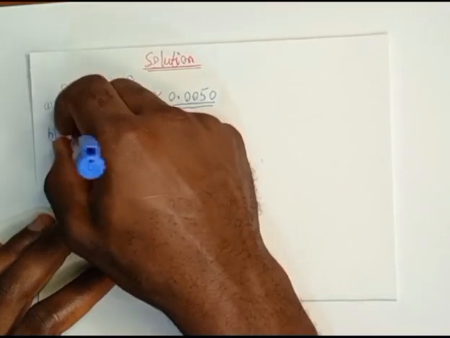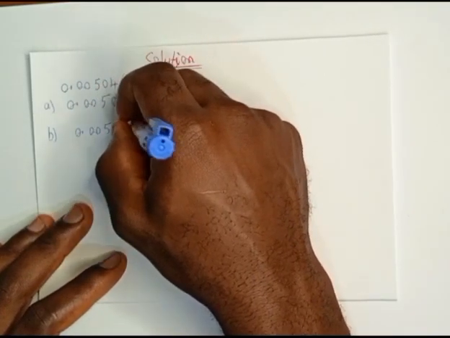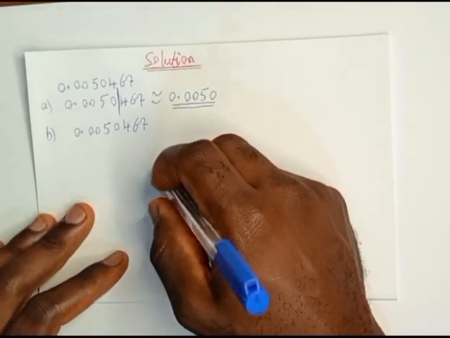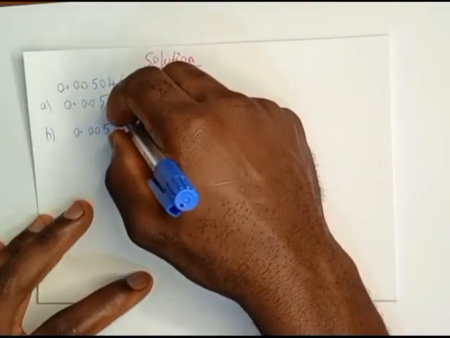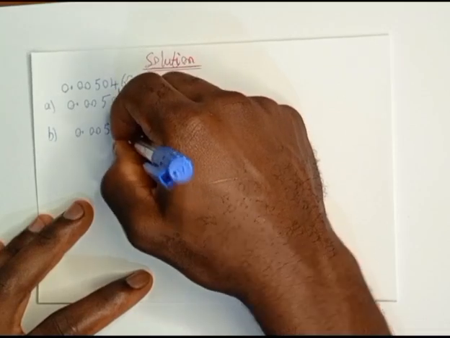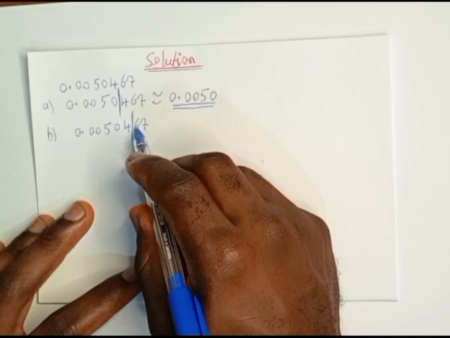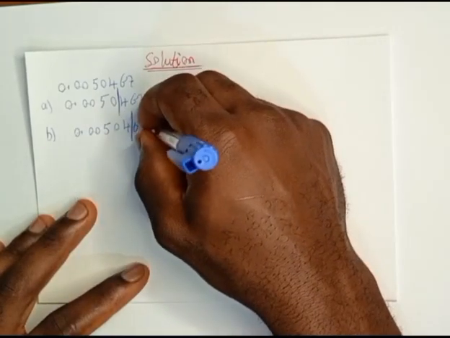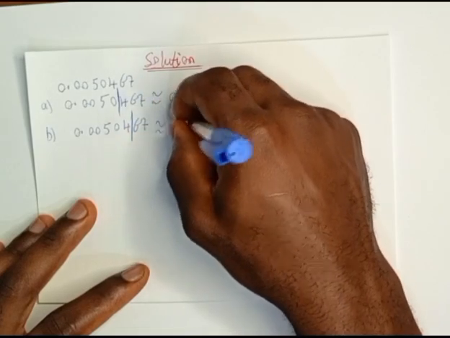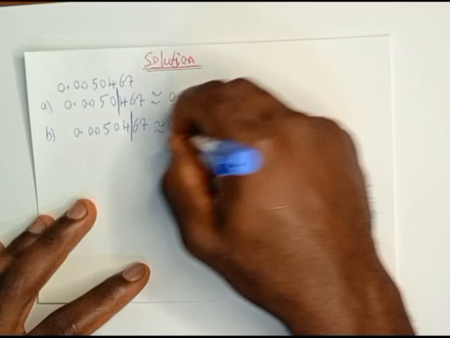We go to B. We get to express the given number to 3 significant figures. This is the first, second, third. We get to round off. 6 is greater than or equal to 5. It is rounded up to 1. If we add the 1 to this 4, which gives us 5. This will be approximately 0.00505.